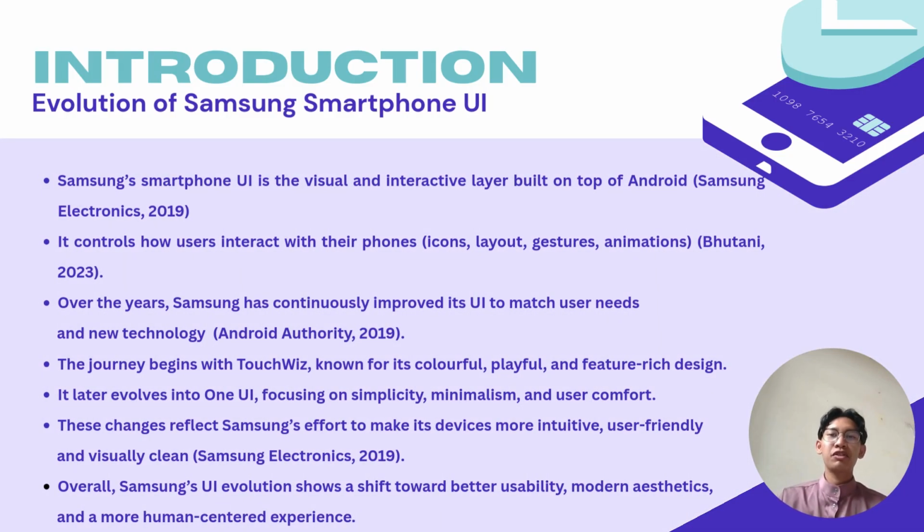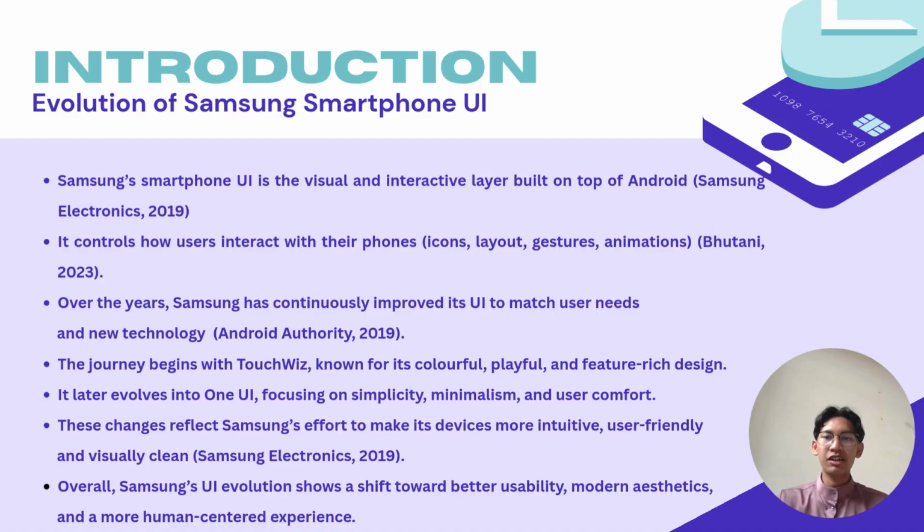First of all, for the introduction, the evolution of Samsung smartphone user interface, which is UI, reflects the brand's continuous effort to create a more intuitive and enjoyable mobile experience. Samsung UI, which serves as the visual and interactive layer built on top of the Android operating system, controls how users interact with their devices, from the layout and icons to gestures and animations. Over the years, the company has refined its interface to match changing user needs, design trends, and technological innovations.